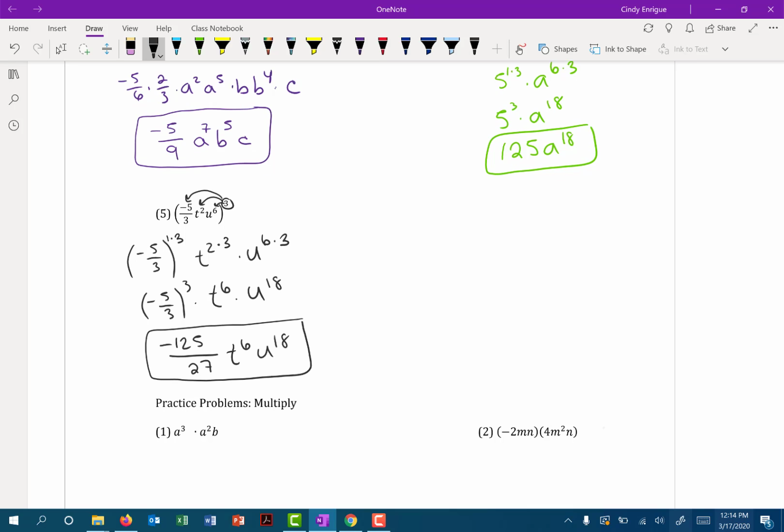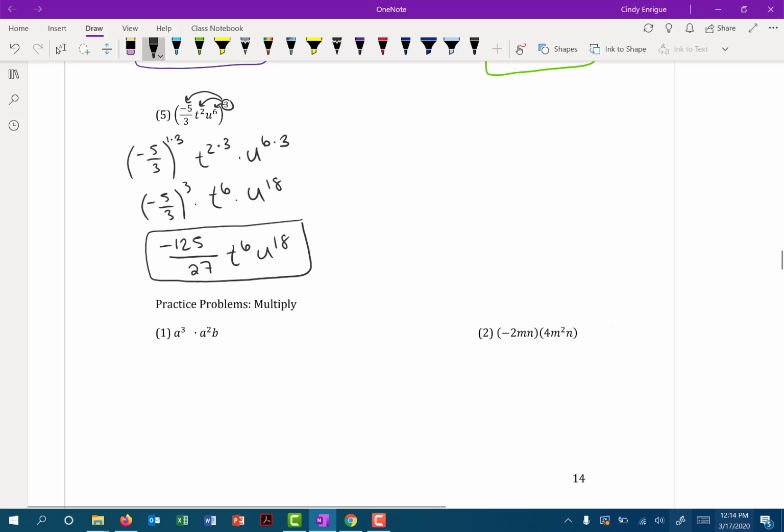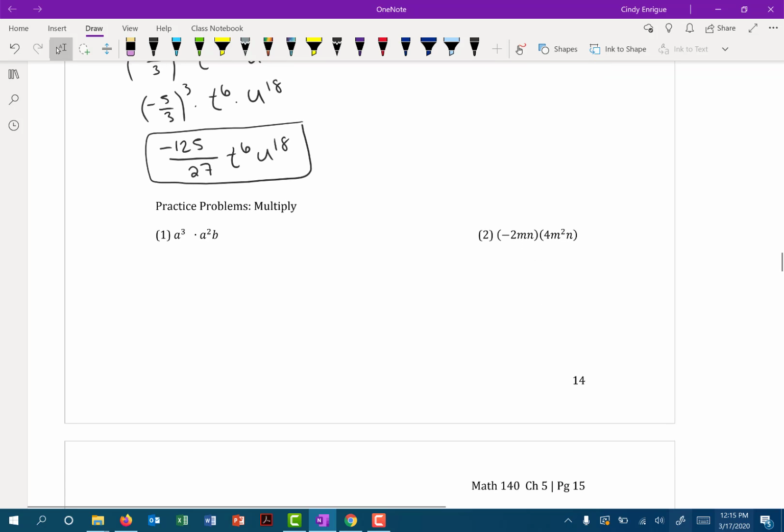So hopefully that makes sense to you guys. And I know this can be a little confusing for students when they first see it. So I'm definitely going to be going over these practice problems. So here, these practice problems.